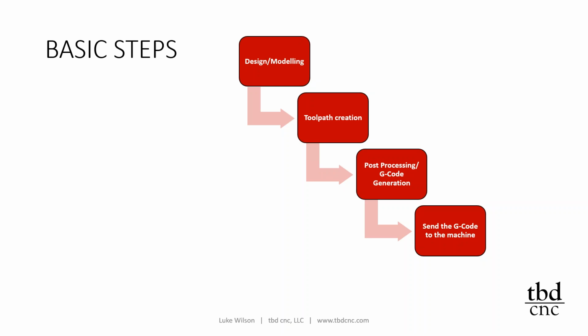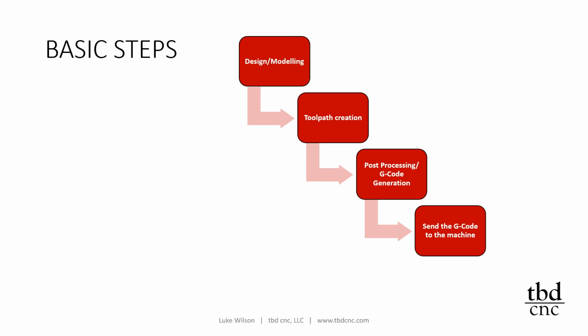So toolpath creation is where you take this thing that you designed and turn it into steps that the machine can follow to make it. So once you have your toolpath creation done, that's when you're going to generate your G code. And this is where the post-processing happens.